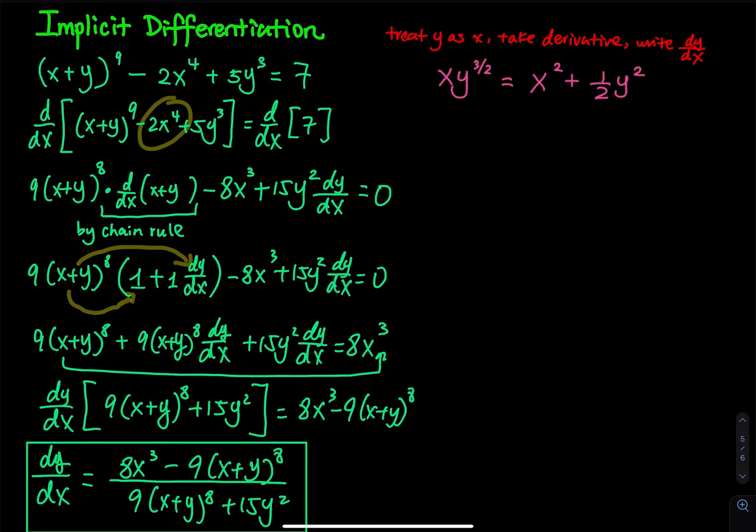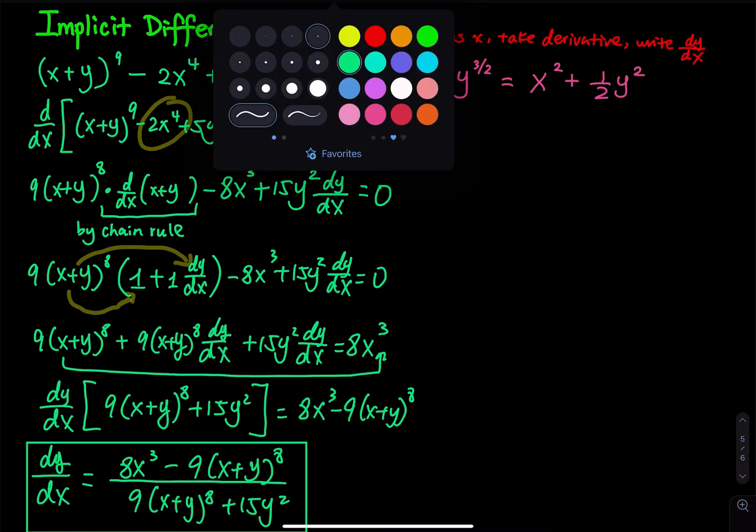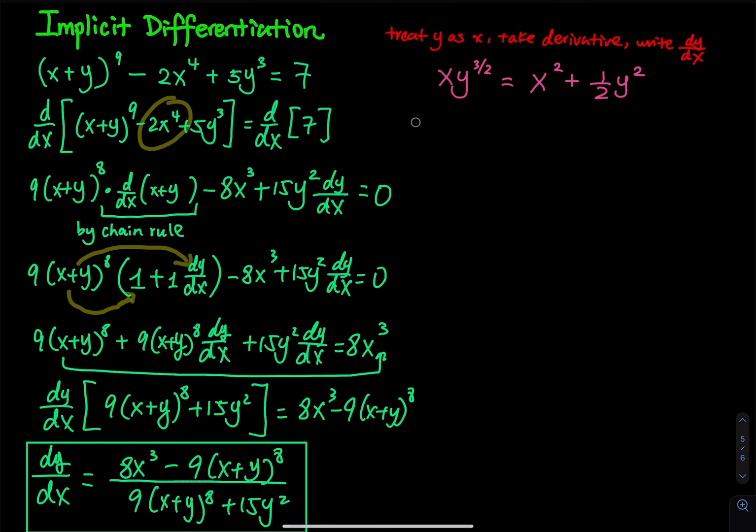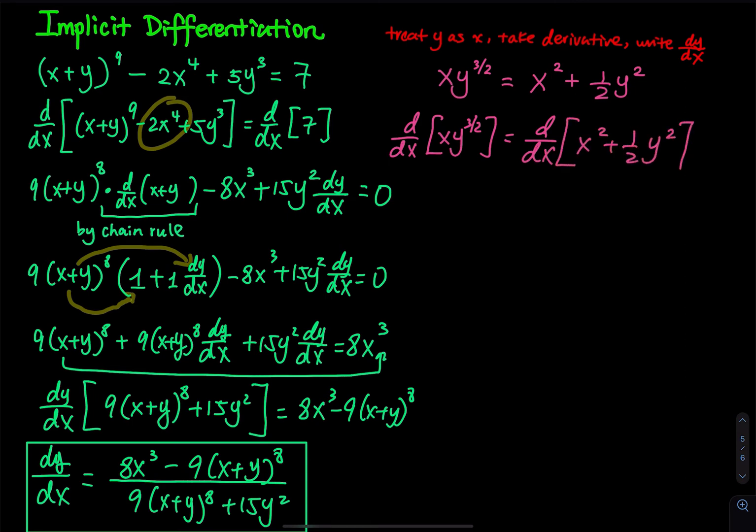Looks like we have a product rule on the x times y raised to the 3 over 2. Let's do it. So first, we take the derivative with respect to x on both sides. So this is xy to the 3 over 2, and then this is d dx, and then we have x squared plus 1/2 y squared. All right, so this is going to be a product rule.